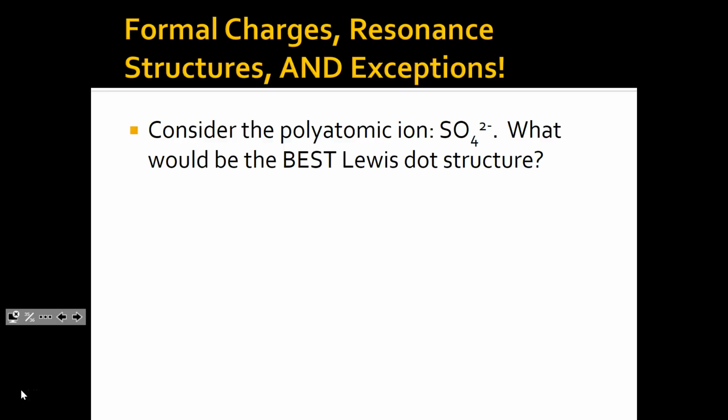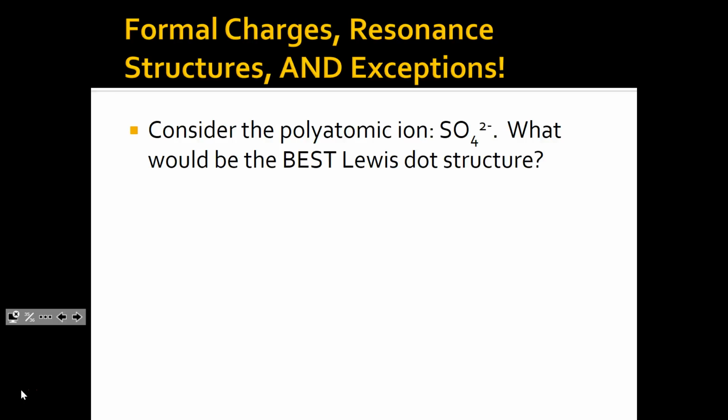So the very last thing that I wanted to do is look at two examples of drawing Lewis structures and bring everything that we've been talking about all together: formal charges, resonance, exceptions, everything. Because as you know, chemistry gets complex, and typically you don't see things in isolation; you see them all together.